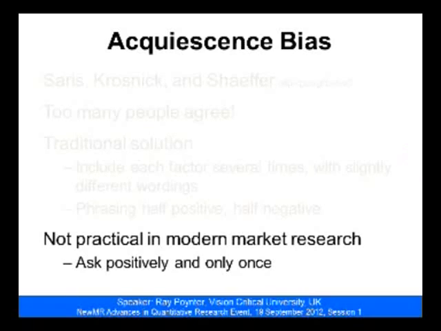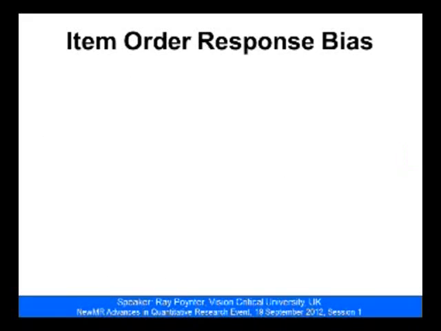So we're going to have to live with that agreement bias as being part of what's going on, the acquiescence bias in the data. Then we get to item order response bias, and there are a lot of good names in this field, as you can see.